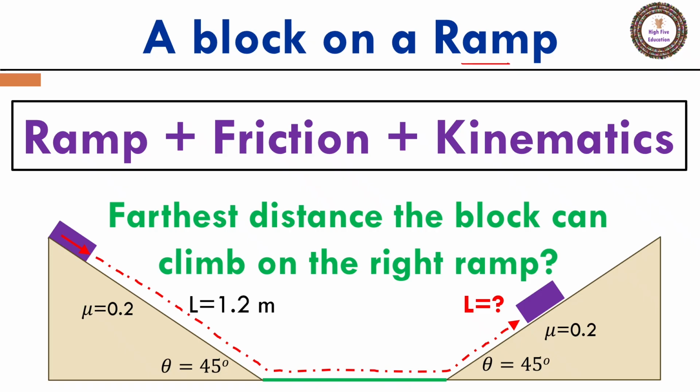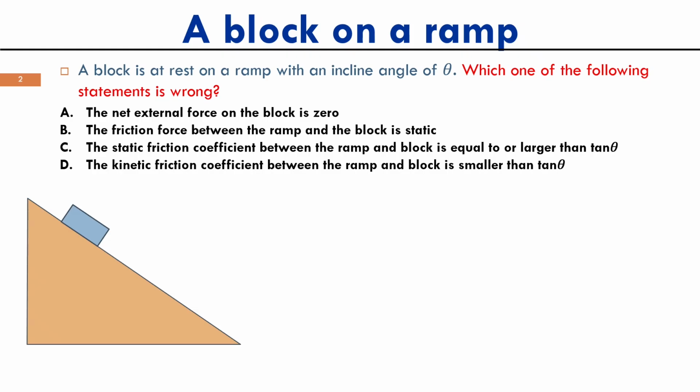Ramp questions are a very popular topic in AP Physics, and today let's discuss the key issues for a block on a ramp. Alright, let's first use an MCQ to warm up. The MCQ says a block is at rest on a ramp with an inclined angle of theta. Which one of the following statements is wrong?